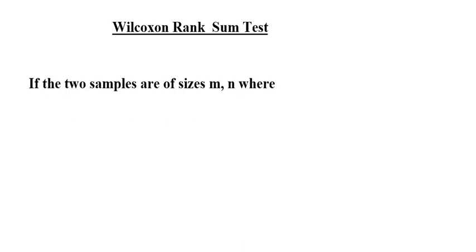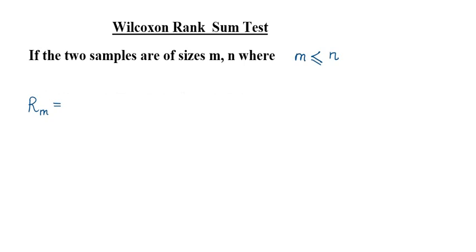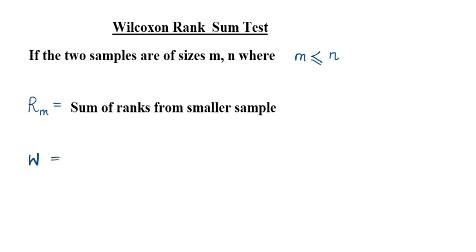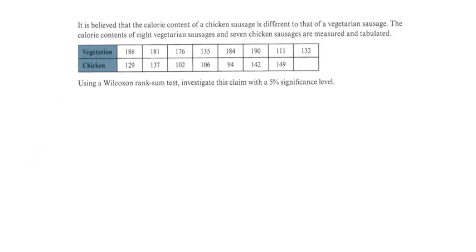In this test we can have two samples of different sizes. So we have a smaller sample with sample size m and a bigger sample with sample size n. Since m is the smaller sample, Rm stands for the sum of ranks from the smaller sample. And our test statistic would be the minimum value of these two. So let's see with an example how to find the critical value and how to reject H0 or accept H0 based on this example.